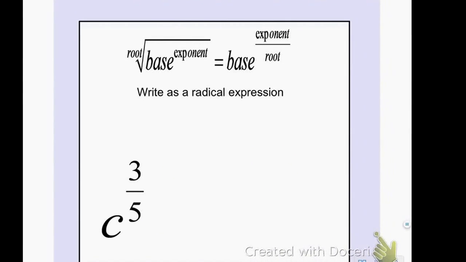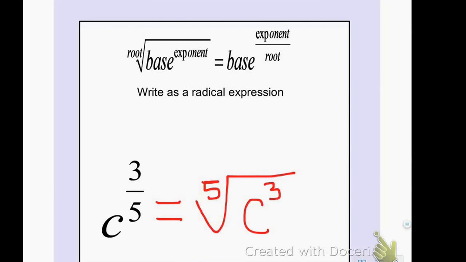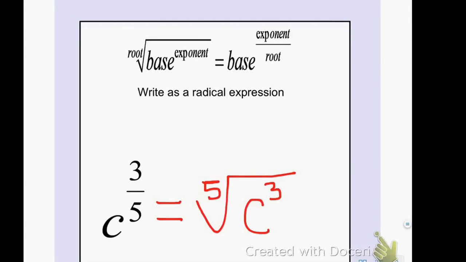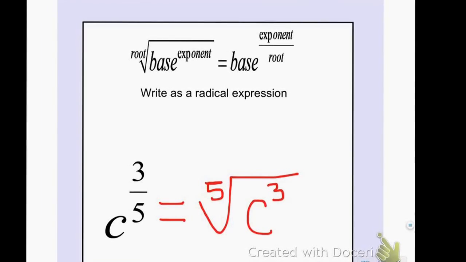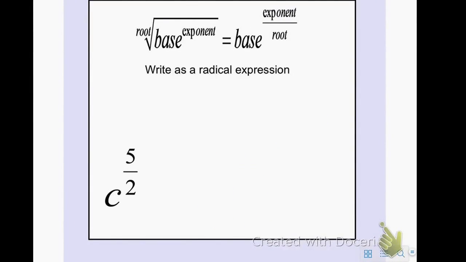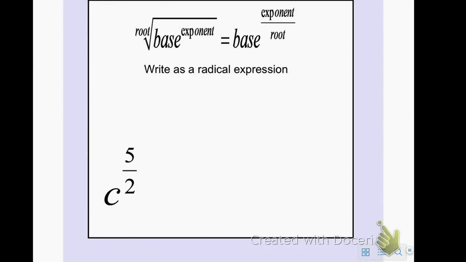Here's another example. If I want to write this exponential expression as a radical expression, my root is going to be the 5th root because it's my denominator. Call my radical. My base is c, and my exponent is 3. So c to the 3/5 power is equivalent to the 5th root of c to the 3rd power.